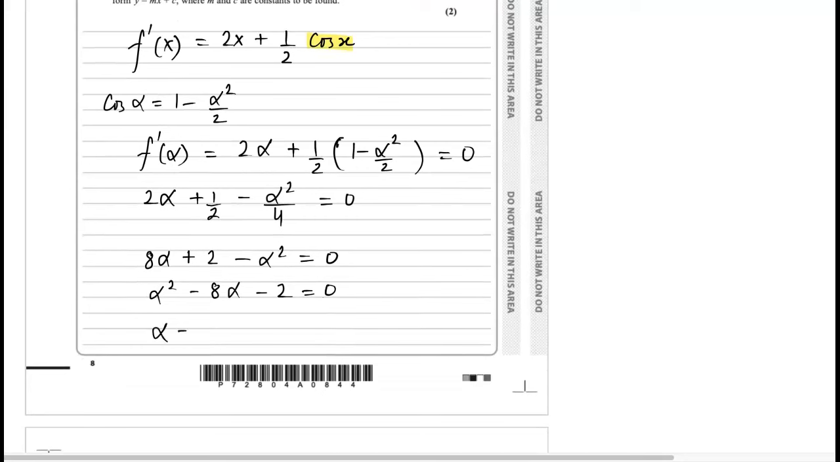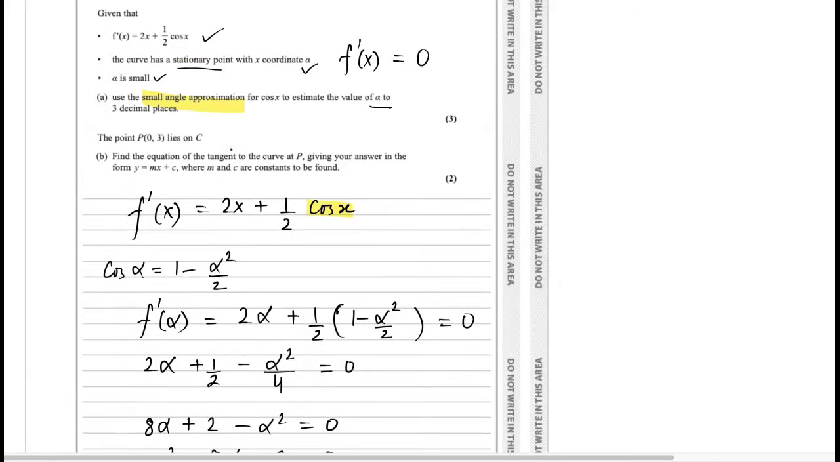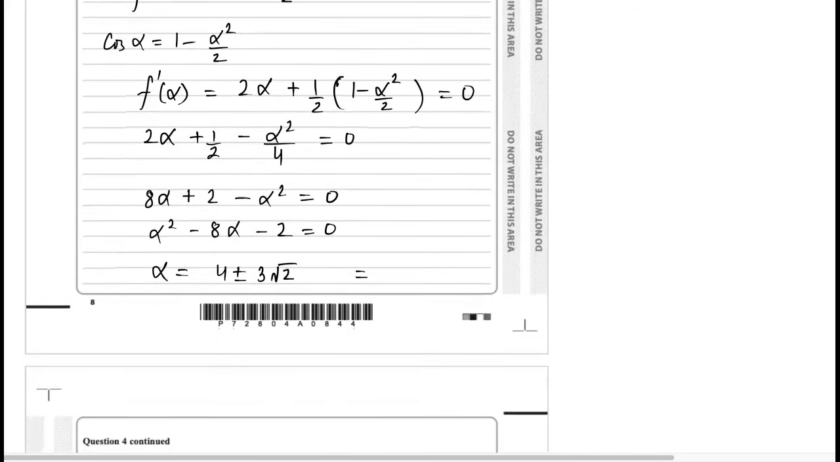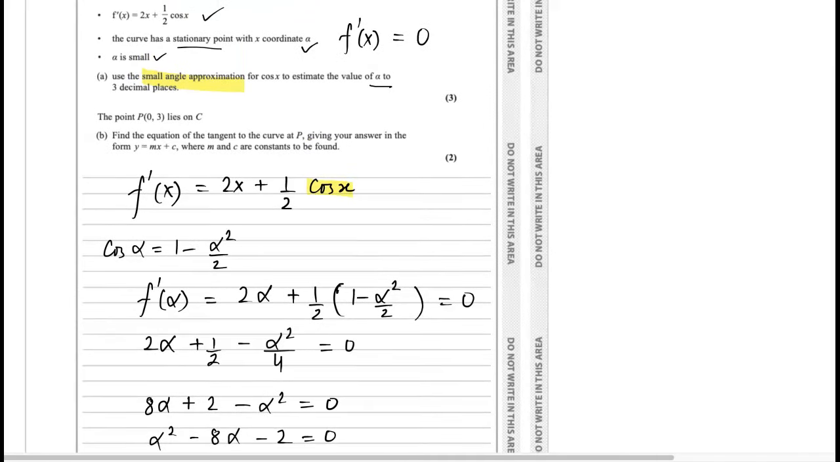You are going to get the value of alpha to be 4 plus or minus 3 root 2. Or in decimals, because we have to take the smallest value, we are going to take the negative value over here. So it would give us negative 0.243 to 3 decimal places, right? So this is what we have got for alpha. And A part is done.